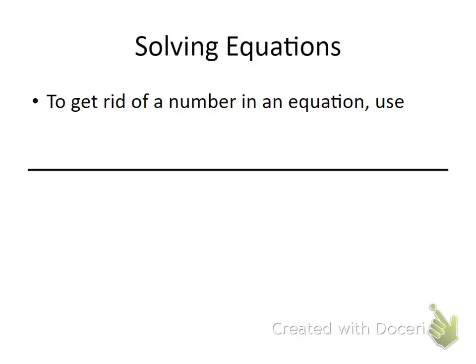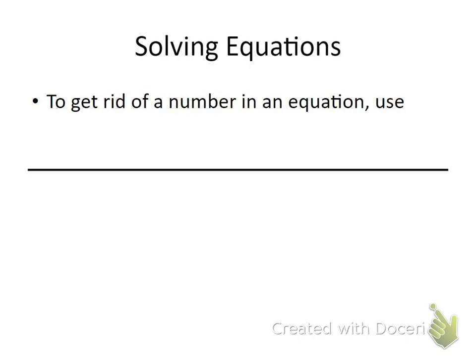Solving the equation, the goal is to get the variable by itself. Solving equations. Now, to get rid of a number in an equation, we use two words. It's specific. Addition and subtraction. Or you can use multiplication or division. But if I say a plus 5 equals 10, and I want to get rid of that plus 5, what do I do? Minus 5.